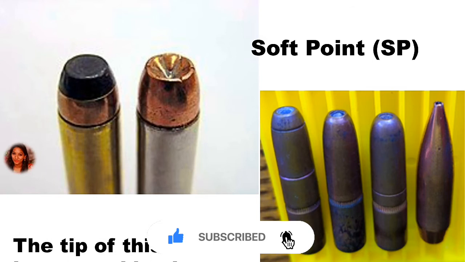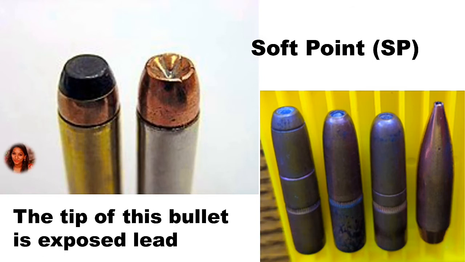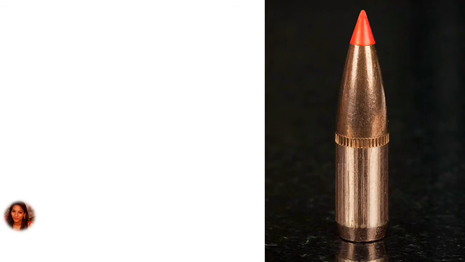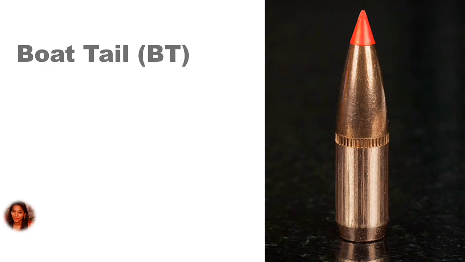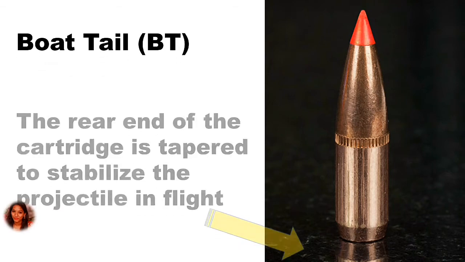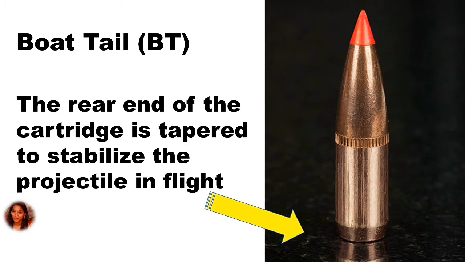After that, another type is the soft point bullet. Here the upper portion of this bullet is exposed lead, and it is a little bit softer and smoother. Because of that the name was given, that is soft point bullet. The tip, as you can see over here, is made up of simple soft lead, not much harder. Then comes the boat tail bullet.